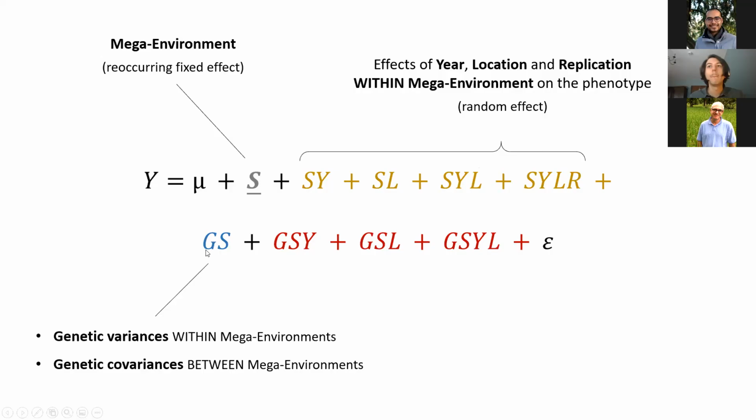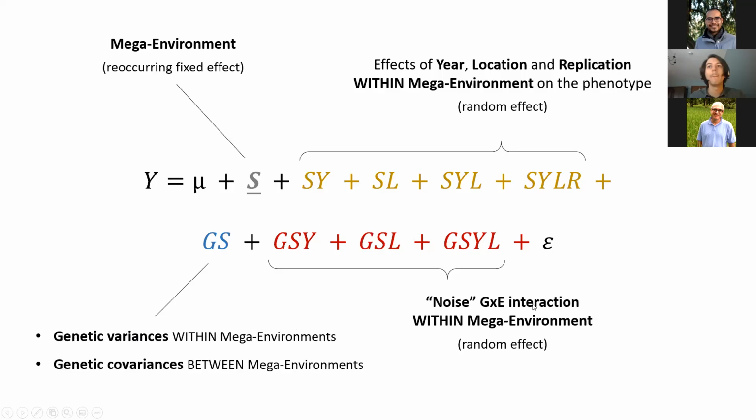What we do have here is our interaction between the genotypes and the mega environment. And what we want to get from this term here is the fixed factor that is repeatable. And we want to extract the genetic variances within those 5 mega environments and the genetic covariances between these mega environments. This is what we need to calculate the genetic correlations. This is what we need to calculate the heritabilities within the subregions. And then we have that noise G/E interaction component.